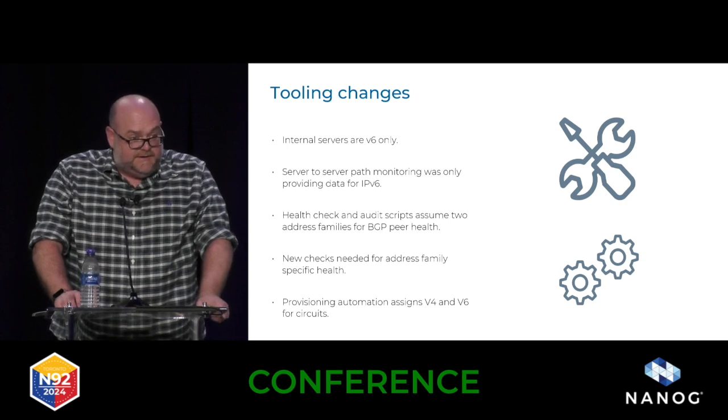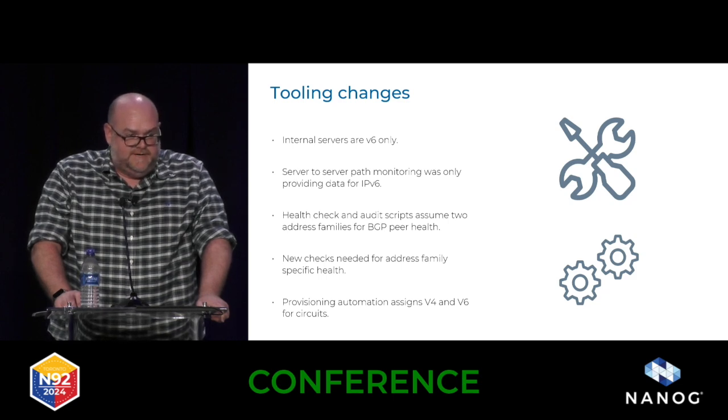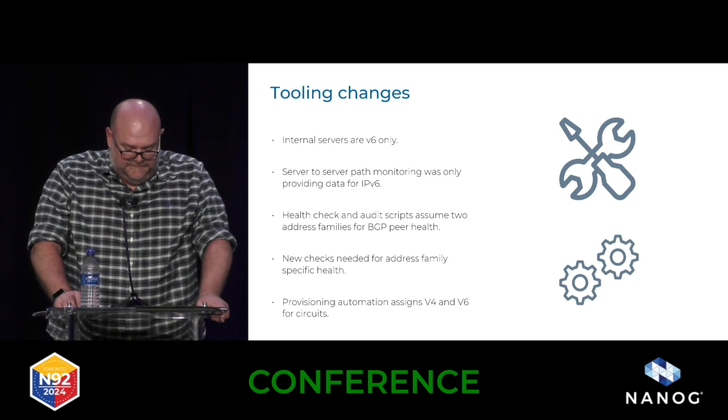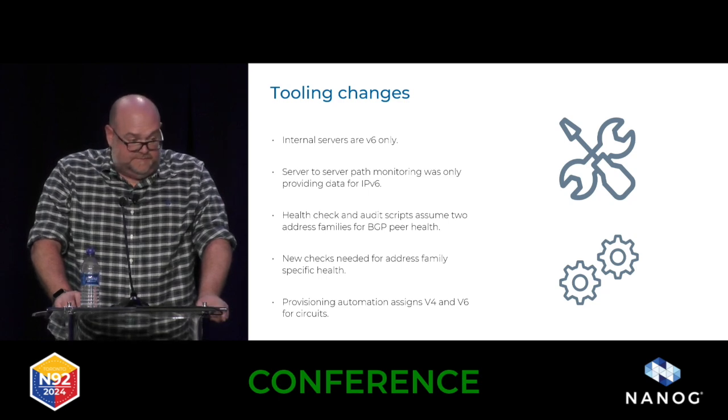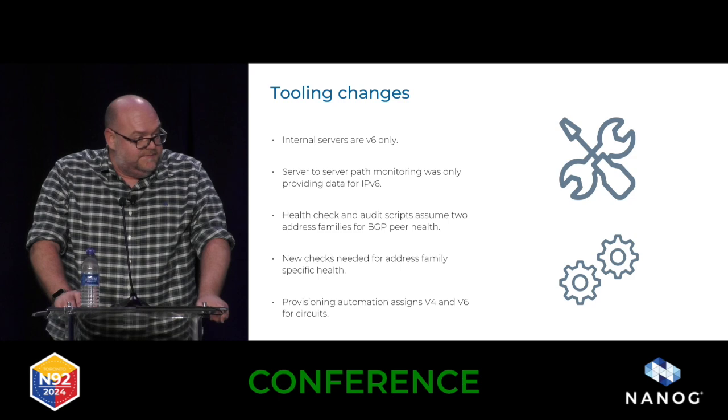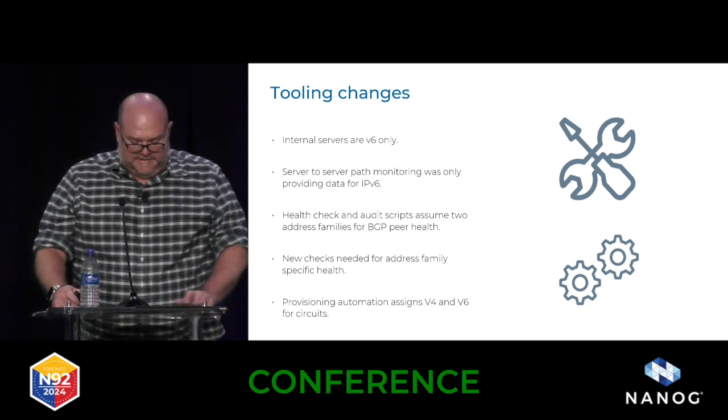We also have a lot of health checks and audits in place in the network, and when written, they assumed that we had v4 BGP sessions as well as v6. Lastly, our provisioning tools, which create all of the circuits between our layers, automatically assign v4 and v6. So those needed to change.